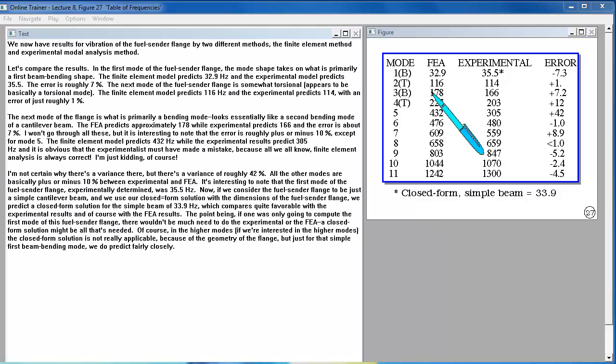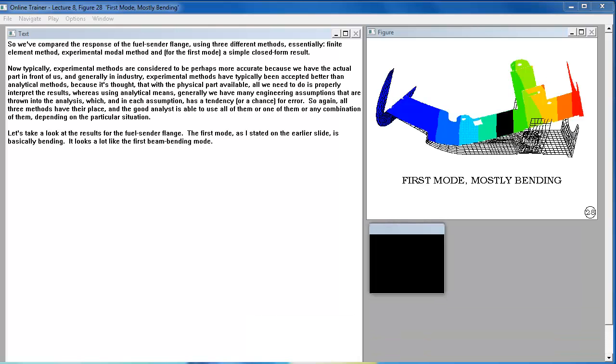Of course, if we're interested in the higher modes, the closed form solution is not really applicable because of the geometry of the flange. But just for that simple first beam bending mode, we do predict fairly closely. So we've compared the response of the fuel sender flange using three different methods: finite element method, experimental modal method, and for the first mode, a simple closed form result.